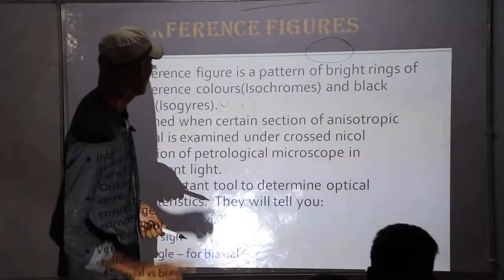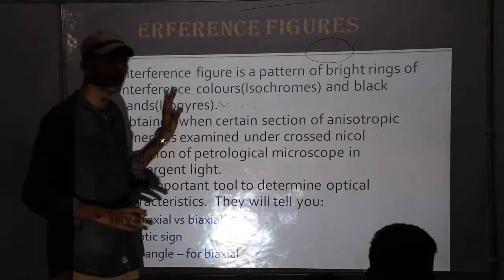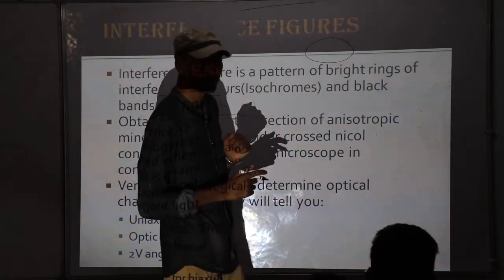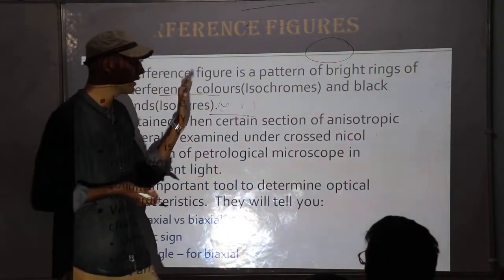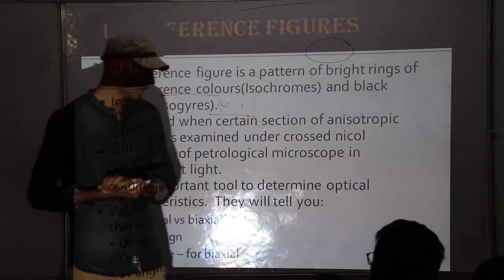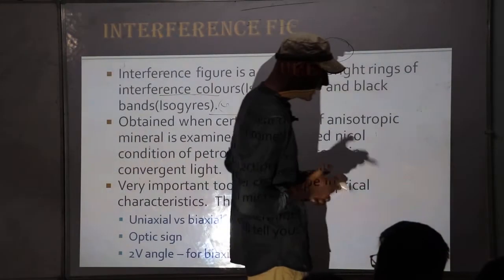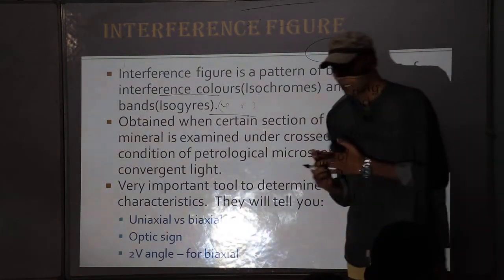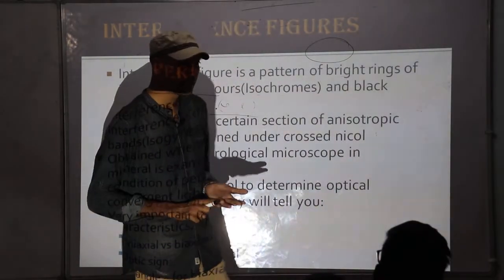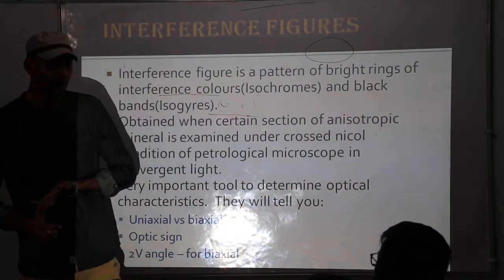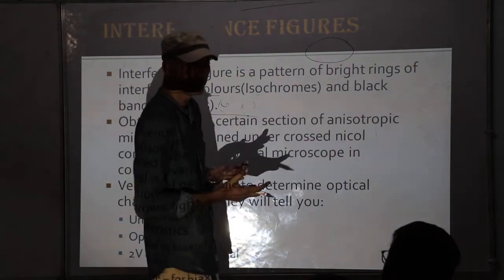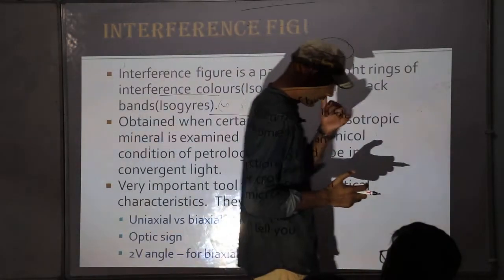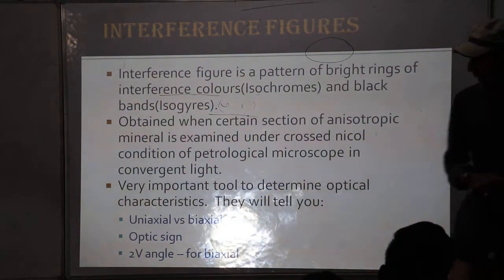So we have discussed that in an interference figure we are going to see interference color as well as extinction. Interference color in isochromes, extinction in isogyres. Now let me know whether you can see both things at a time. If you are viewing a mineral section, can you see both interference and extinction at a time? Yes. How? Alternating interference and extinction.